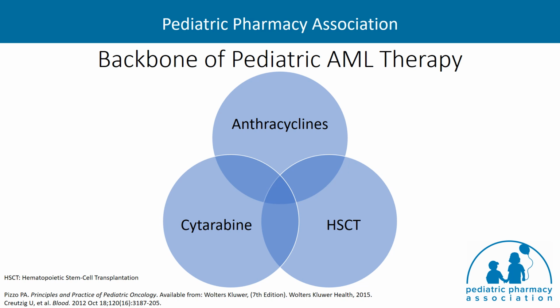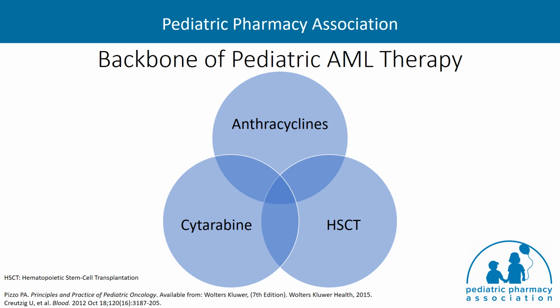Regardless of the risk stratification of a patient, given that we likely won't have that information at initial diagnosis, the main backbone for pediatric AML therapy really relies on both anthracyclines and cytarabine in terms of the chemotherapy that they receive and, hopefully, respond to. And then lastly, depending on the risk stratification, hematopoietic stem cell transplants, specifically allogeneic transplants, also are a component of these patients' therapies.